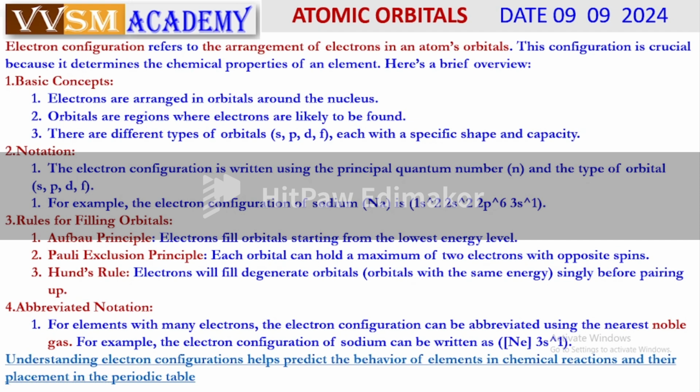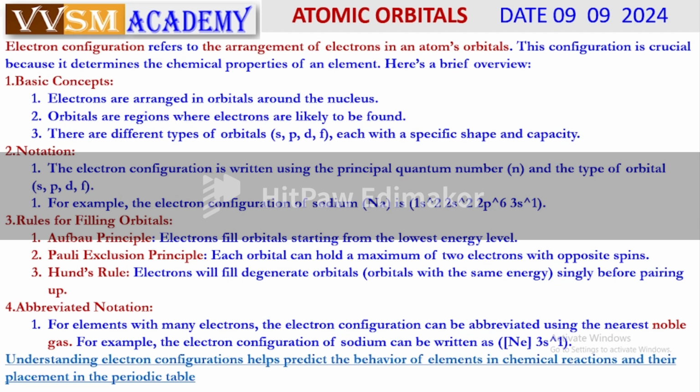Filling the orbitals with electrons: Aufbau principle. Electrons fill orbitals starting from the lowest energy level to higher energy levels. Pauli's exclusion principle: each orbital can hold a maximum of 2 electrons with opposite spins. Hund's rule: electrons will fill degenerate orbitals with the same energy singly before pairing up.